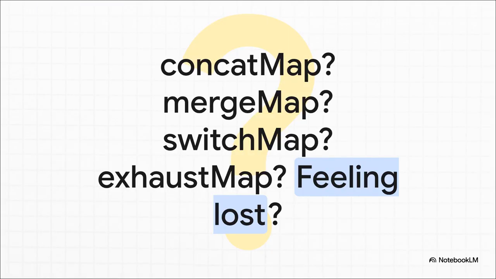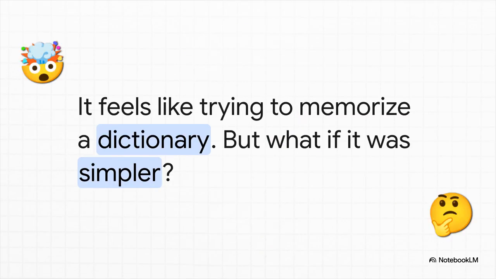Yeah, does this look familiar? You've got some async task, and you know one of these map operators is the answer. But trying to pick the right one feels like a total guessing game. They sound almost the same, and let's face it, the documentation can sometimes make your eyes glaze over. Exactly. It's like you're expected to memorize a whole dictionary of tiny, subtle differences.